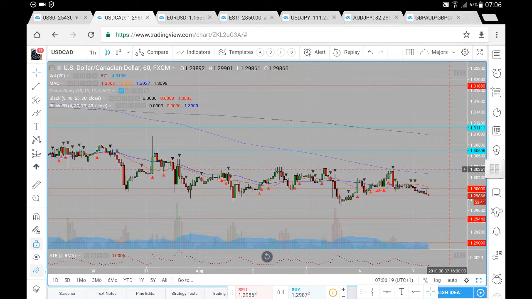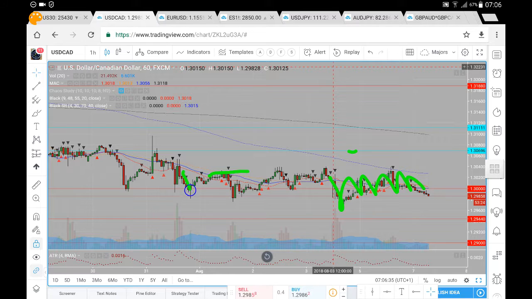So this USDCAD analysis for Tuesday the 7th of August. Now let's just have a look at what happened with prices and where prices may likely go. This USDCAD has gone into a bit of a consolidation for a couple of weeks now. We've not really gone anywhere on the USDCAD.